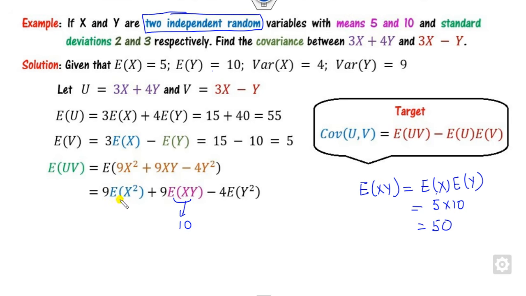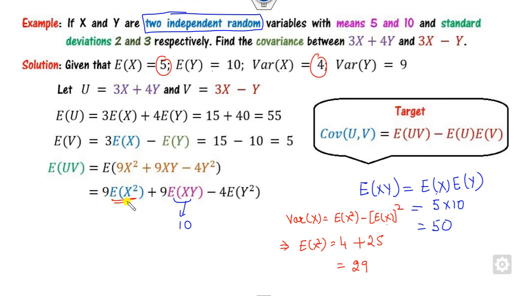How can you find the value of EX square? We can use the value of the variance. What is the definition of the variance? EX square minus EX whole square. So what is the value of the E of X square? The variance of X is nothing but 4, plus the square of E of X, which is 5, so that's 25. That is 29. So this is the value of 29.